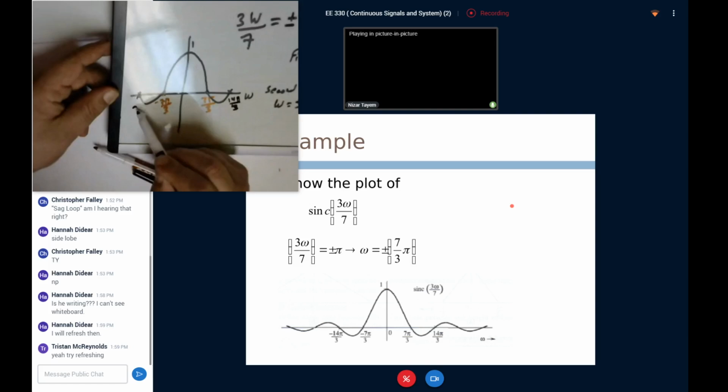Now let's go back. We need to find the Fourier transform of the gate function, which is g of t equal to rect of t over tau. So how are we going to find the Fourier transform of this function? We're going to use the definition, right? So this is my rect function. It's defined from minus tau over 2 to tau over 2, and here is 1, and this is rect of t over tau. It's time domain. Okay?